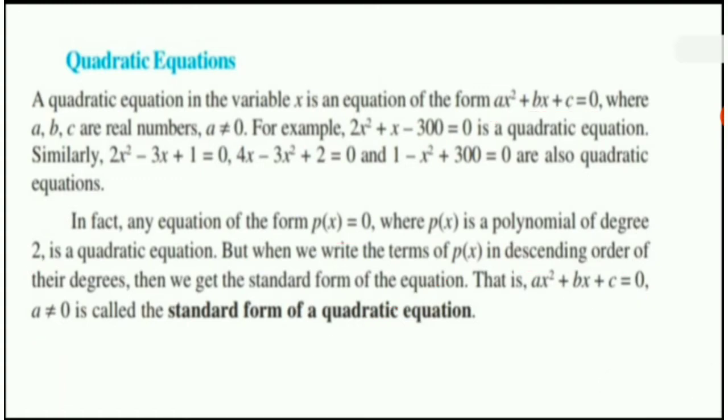Okay. So main thing is the standard form of a quadratic equation. Okay, and the standard form is ax square plus bx plus c equals to 0, where a not equals to 0 and a, b, c are real numbers. Okay.